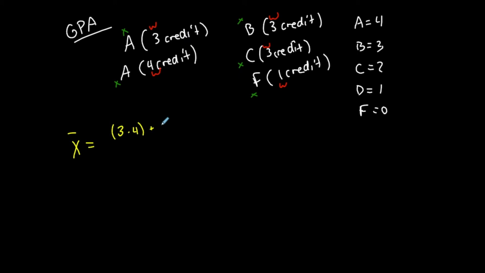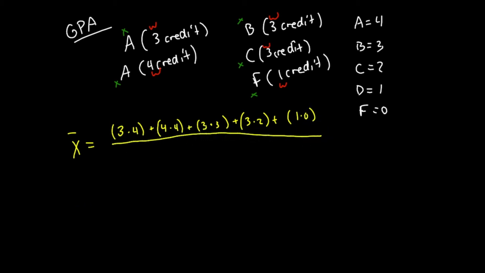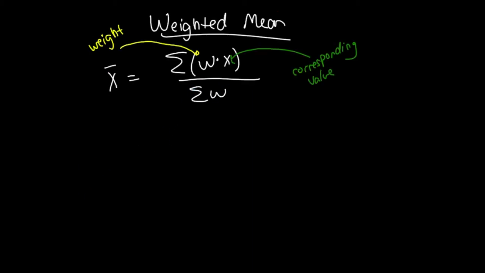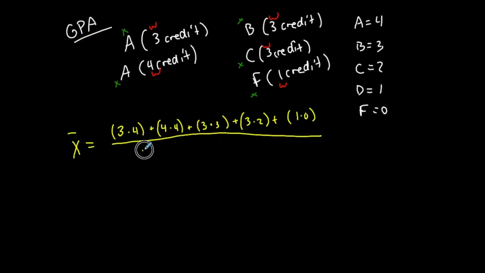this class, 4, which is my weight, times the corresponding points, which is another A, 4, plus this class is a 3-credit class times the corresponding points, 3, plus a 3-credit class, that's the weight, times C, which is represented by 2, plus a 1-credit class times 0, all over the denominator, which is the sum of the weights, the sum of the credits: 3 plus 4 plus 3 plus 3 plus 1. Calculate that, and I'm going to get her GPA.